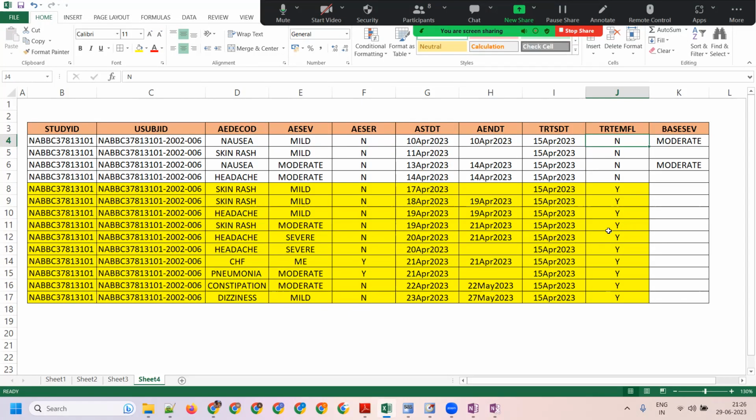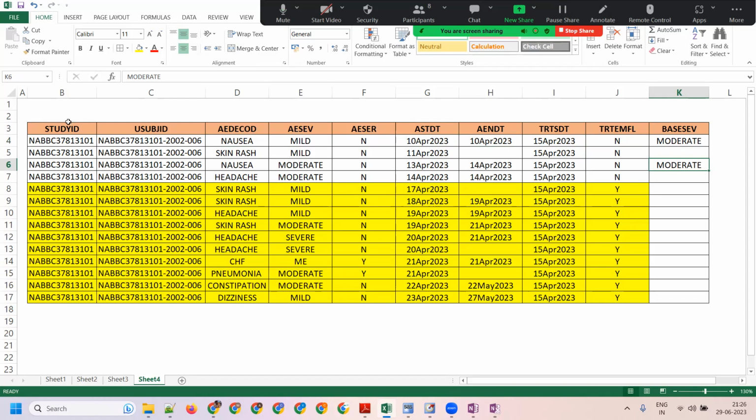Nausea in the pre-treatment happened twice. One with the severity of mild, another with the severity of moderate. I need to take the highest severity. My highest severity there is moderate. So nausea in the pre-treatment period has a severity of moderate. Yes or no?